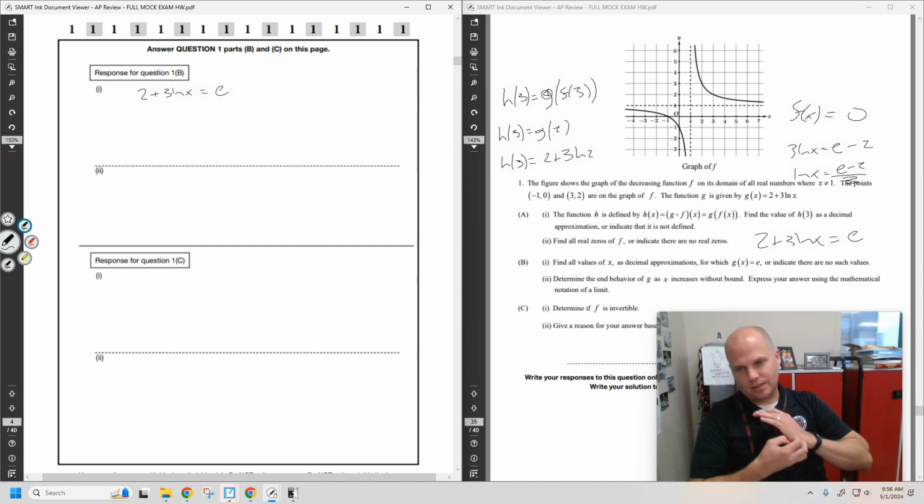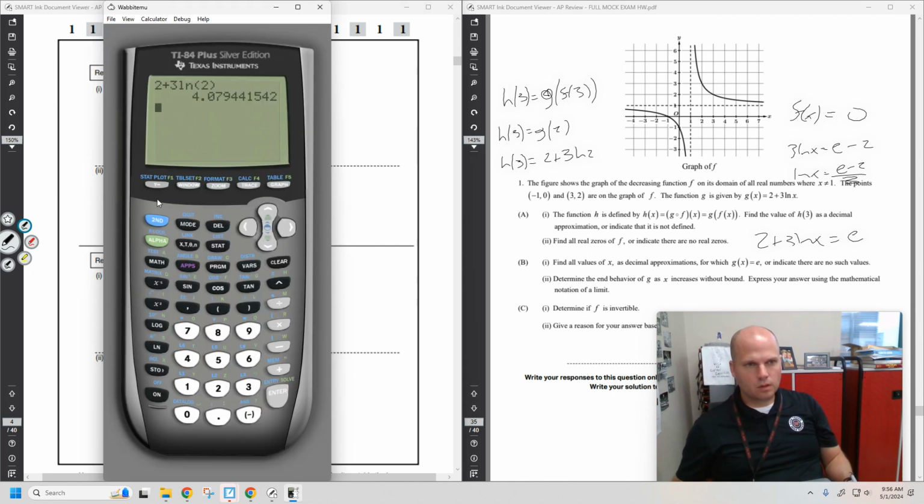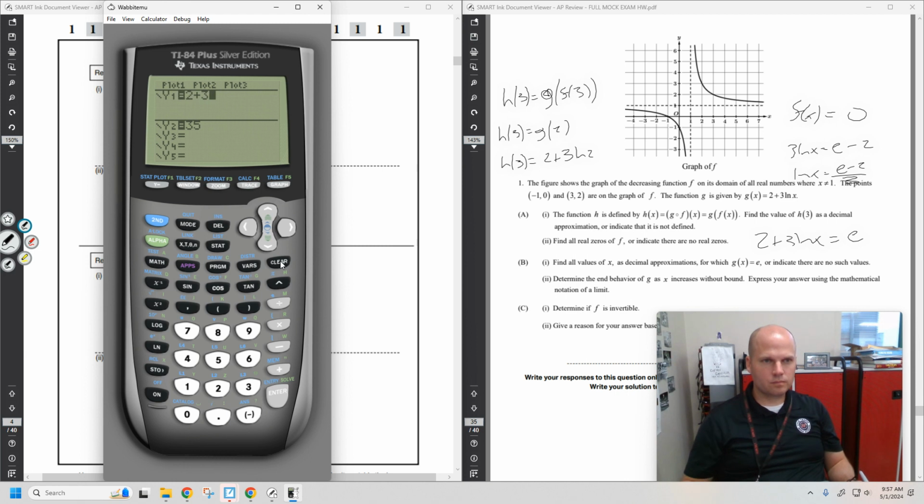You don't have to do this. You could have just graphed and found the answer. It's a little silly. I forget that you can use your calculator. Honestly, I feel like this is silly.